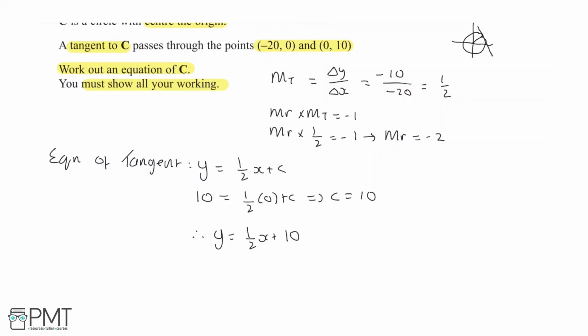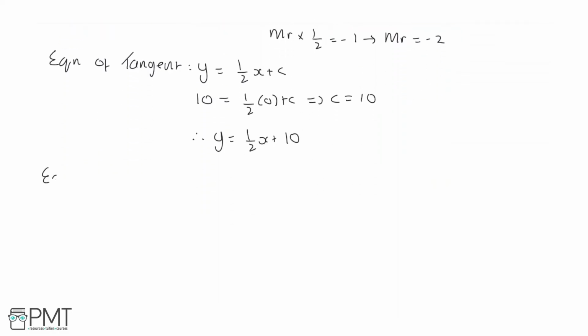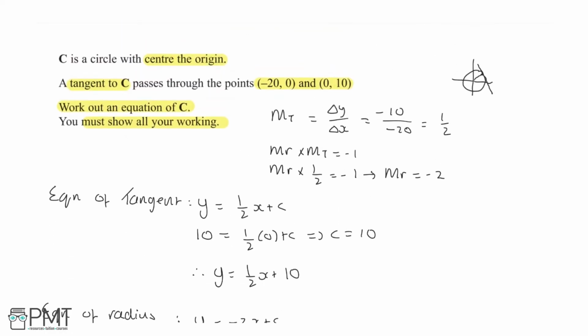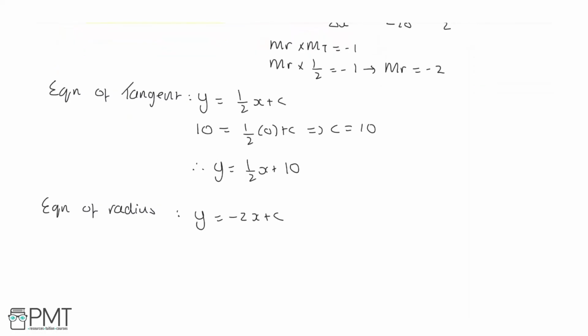Then we are going to work out the equation of our radius. So, equation of radius, and we can say that this is y = -2x + c. Because we're told the circle is centered on the origin, the radius goes through the origin, so the only point we really need is (0, 0). So we have 0 = -2 times 0 + c, and therefore c = 0. Therefore, y = -2x, just like that.